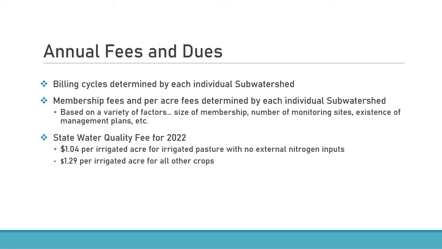Now, included in your annual dues is the state water quality fee, which is paid directly to the water boards to fund the program. The fees for the 2021-2022 year will increase to $1.04 an irrigated acre for irrigated pasture with no external nitrogen inputs, and $1.29 per irrigated acre for all other crops.